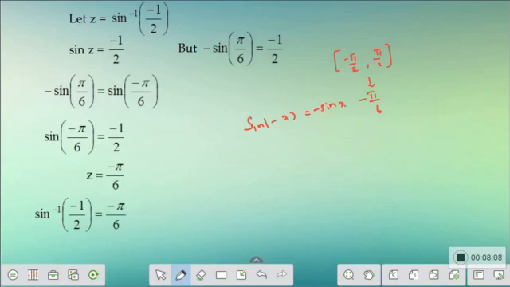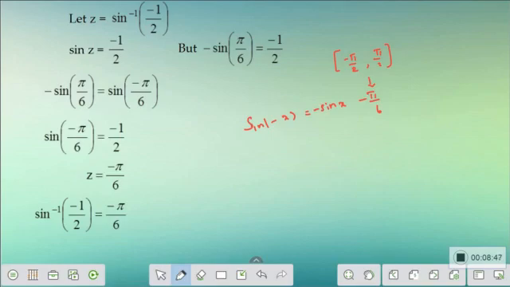So with this understanding, I am trying to write minus sine of pi by 6 as sine of minus pi by 6. Now this means that sine of minus pi by 6 is equal to minus 1 by 2. As I was telling you, this minus pi by 6 is one among the values between minus pi by 2 to pi by 2. So we are able to find a value which is between the principal interval, or the principal range. So this means that z is equal to minus pi by 6. That is, sine inverse of minus 1 by 2 is equal to minus pi by 6.